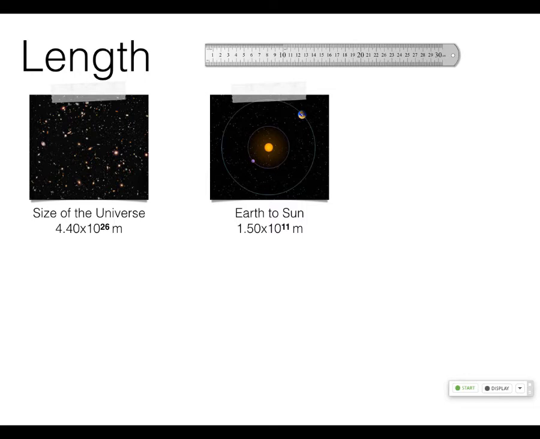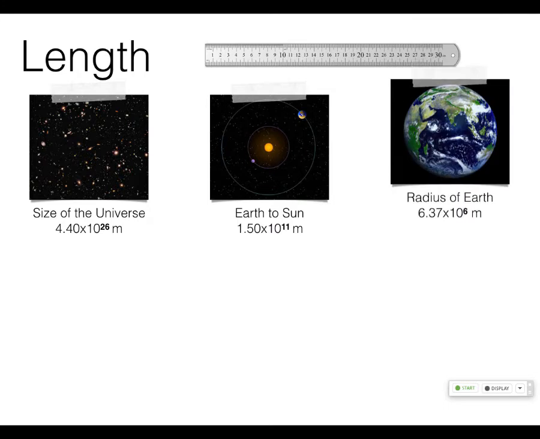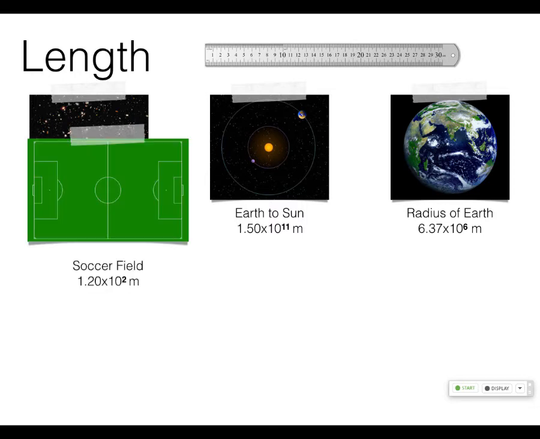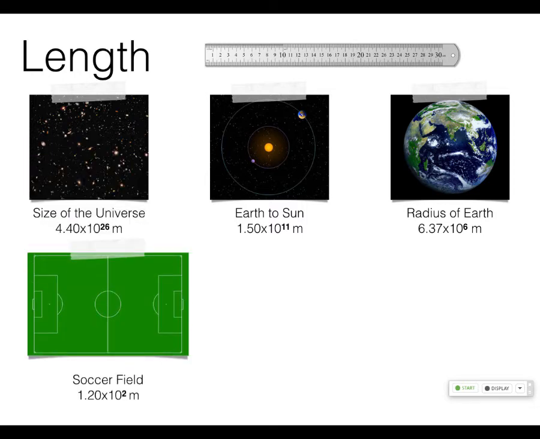So size of the universe, 10 to the 26th. Earth to sun distance, about 10 to the 11th. Okay, and this is in meters. Radius of the Earth, about 10 to the 8th. No, 6th. 10 to the 6th. Okay? How about a soccer field? 10 to the 2, right? Soccer field is about 10 to the 2. That's the order of magnitude of a soccer field.